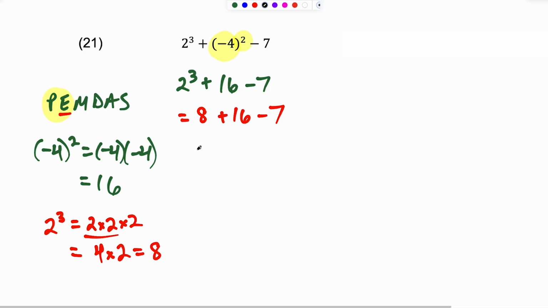So now we work this out a little more. 8 plus 16 is 24. So we have 24 minus 7, and 24 minus 7 is 17.